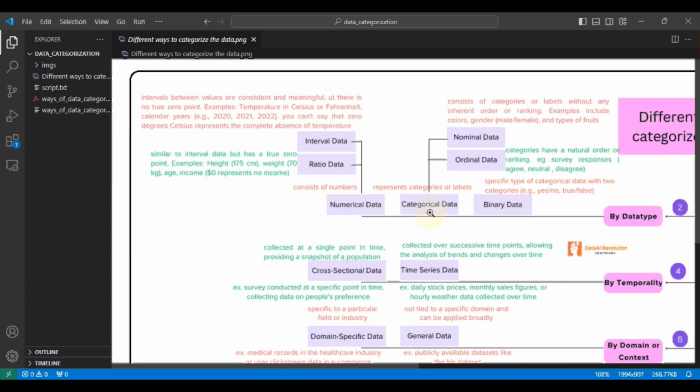This numerical data and categorical data can be again divided into two types. Numerical data can be divided into interval data and ratio data, and categorical data can be divided into nominal data and ordinal data. So let's discuss what is nominal data.